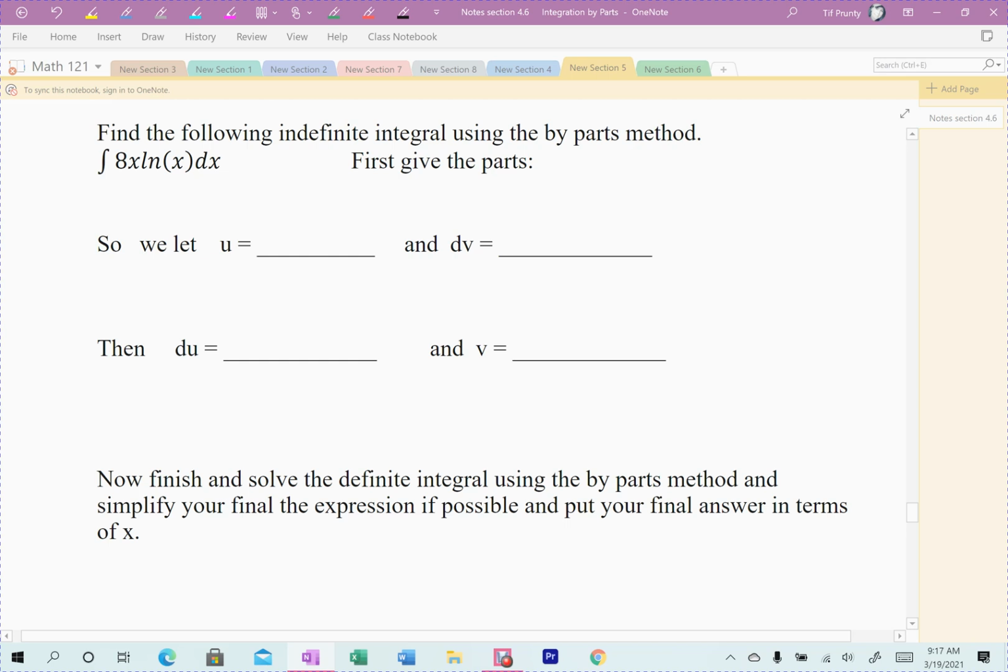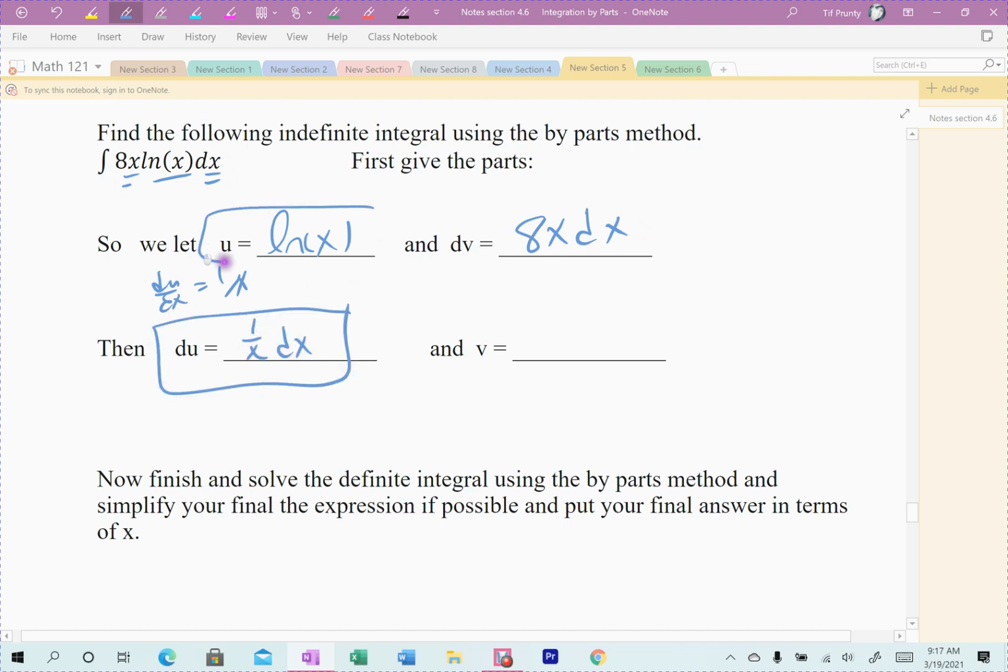I'm going to let the natural log be u, because I can't take an antiderivative of natural log. Alright, so the natural log is the u part. And so that means the 8x dx is the dv part. Alright, so I take the derivative of this here, which is 1 over x. And so whenever it's the natural log case, you're going to have a 1 over x dx, which is something you're going to have to remember. Here, I'm going to take the antiderivative of 8x dx, which is going to give me 8x squared divided by 2, so I get a 4x squared. Alright, and there's my v.